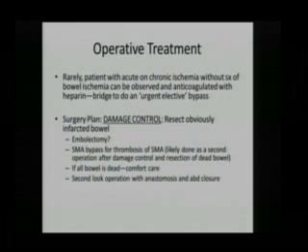Rarely there'll be a patient with acute on chronic ischemia without symptoms of bowel ischemia, and you can observe them, anticoagulate them, and then do an urgent elective bypass. I'm going to defer to Dr. Vert to discuss that with y'all because that doesn't happen. I mean, when have we done a mesenteric bypass in this hospital? Once every 5 or 6 years. That's just not how we're going to see these patients.